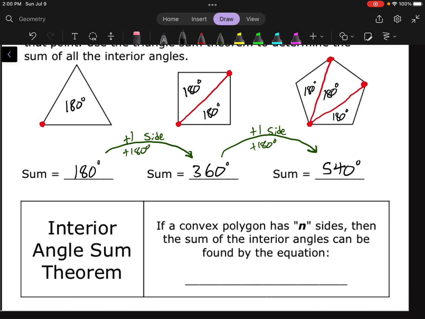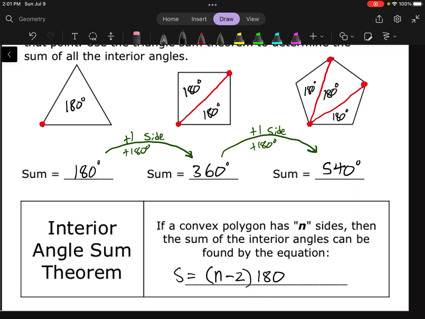Here's what it says. It says if a convex polygon has n sides, where n just represents the number of sides, so we could have a 10-sided shape and n would be 10, then the sum of the interior angles can be found by the equation n minus 2 times 180. And I'll just say that s equals (n minus 2) times 180, where s is the sum.